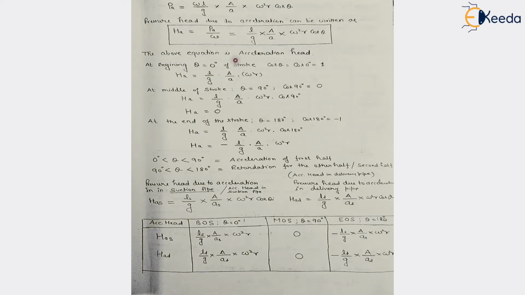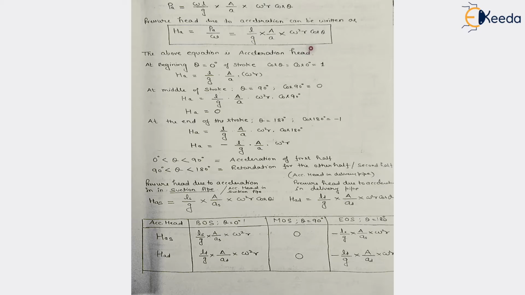Now we can write p a is equal to W, the specific weight, W L by g into capital A by small a into omega square r cos theta. If I calculate the pressure head, how will you calculate? p a by W, you will take this W here, so p a by W, that will be the head, that means in terms of height, in terms of meter. So p a by W will be equal to L by g into capital A by small a into omega square r cos theta. This is the pressure head due to the acceleration.